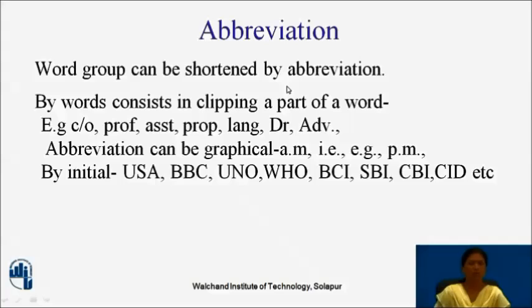Word groups can be shortened by abbreviation. For example, clipping a part of a word: c/o means care of. Prof means professor. Assist, assistant. By initials, words are created: USA, United States of America. BBC, British Broadcasting Corporation. UN, United Nations Organization. WHO, World Health Organization. Bar Council of India, State Bank of India, Central Bureau, and this is the CID.